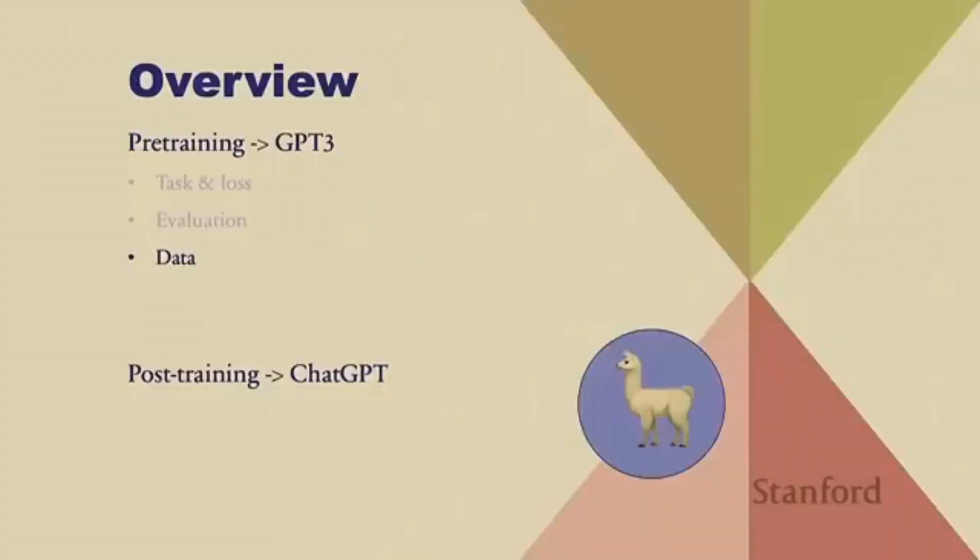There are many other ways of doing it. Test set contamination, again, not that important for development, really important for academic benchmarking. Great. So there are many other challenges, but I'll move on for now. Great. Data.